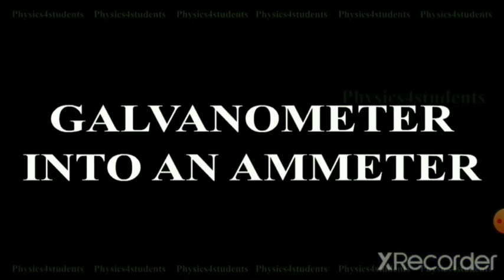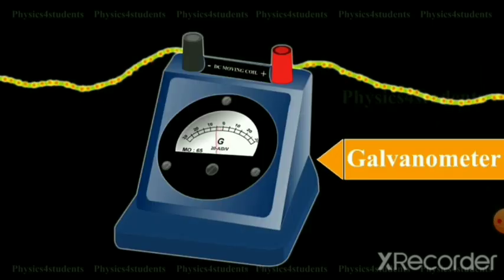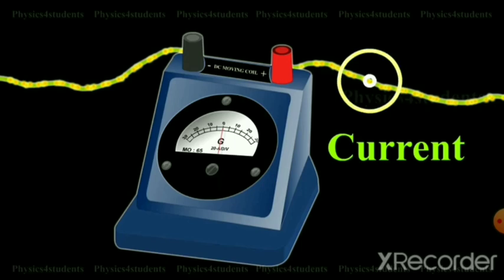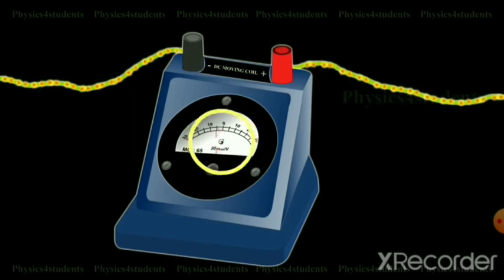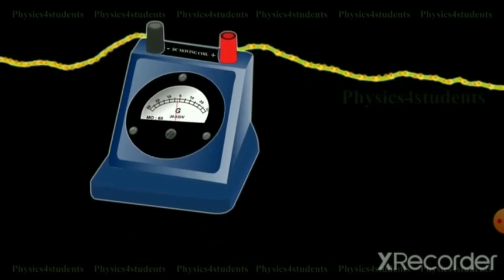Conversion of a galvanometer into an ammeter. A galvanometer is a device used to detect the flow of current in an electrical circuit. Even though the deflection is directly proportional to the current, the galvanometer scale is not marked in ampere. Being a very sensitive instrument, a large current cannot be passed through the galvanometer as it may damage the coil.